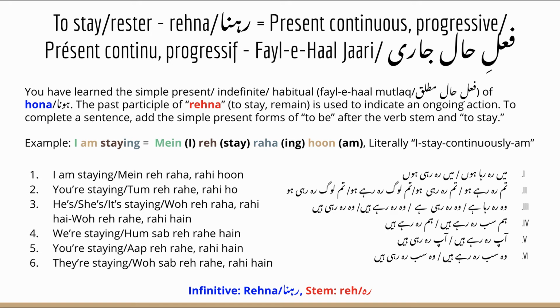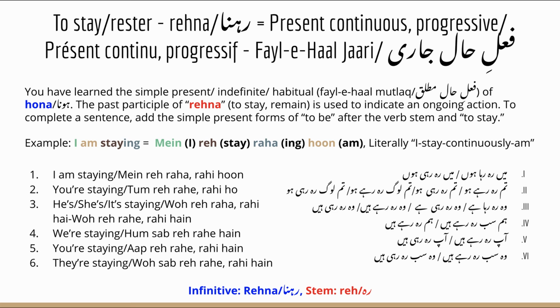Now you're going to learn the present continuous or the present progressive. فعل حال جاری. To do this, you use the verb to stay, rehna. So you have already learned the simple present or the indefinite present or the habitual present forms, فعل حال مطلق of hona. The past participle of rehna, to stay or to remain, is used to indicate an ongoing action. To complete a sentence, add the simple present forms of to be after the verb stem, in this case, reh, and to stay. So here is an example that is broken out, everything word by word.